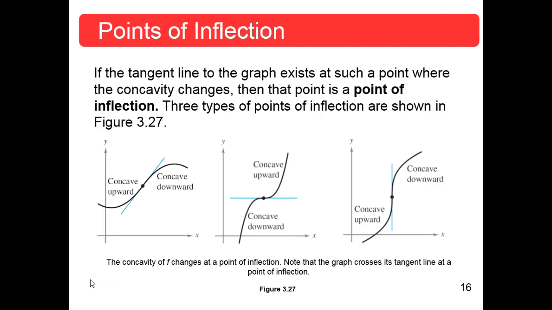Here, too, we're concave down here and concave up here. Another point of inflection. However, in this one, you have concave up here and concave down here, but the tangent line does not exist there.